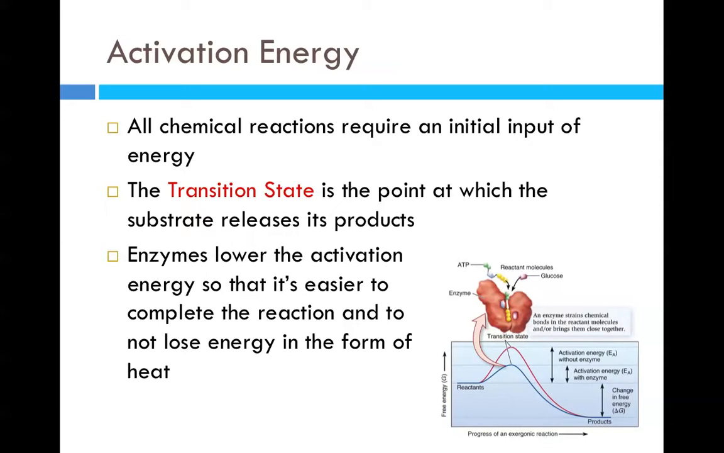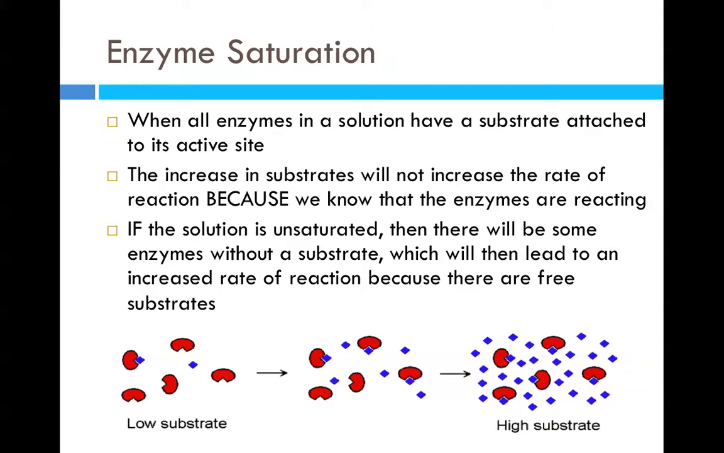Finally, enzyme saturation. Now, what is that? This is when all enzymes in a solution have a substrate attached to its active site. So as you increase the number of substrates, the rate of reaction will not increase because you know for sure that enzymes are reacting because they have a substrate attached to the active site. But if a solution is unsaturated, then there will be enzymes without a substrate, and that will lead to an increased rate of reaction because there are free substrates and free active sites. So more reactions equals higher reaction rate.